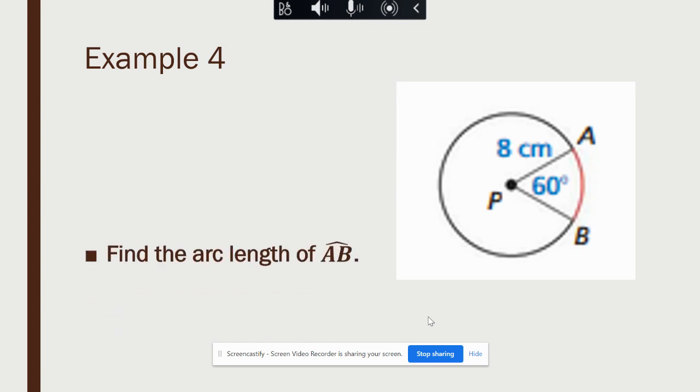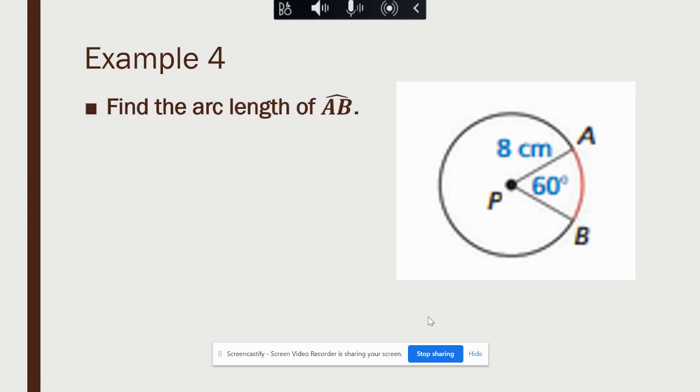All right, so here's an example. We're going to find the arc length of AB. Now we found the measure of the arcs in previous sections. Using the central angle, remember the measure of the arc is the same as the measure of this central angle. So this measure of the arc is 60, and we are given the radius here at 8 centimeters. Okay, so we're going to plug it into our formula for the arc length.